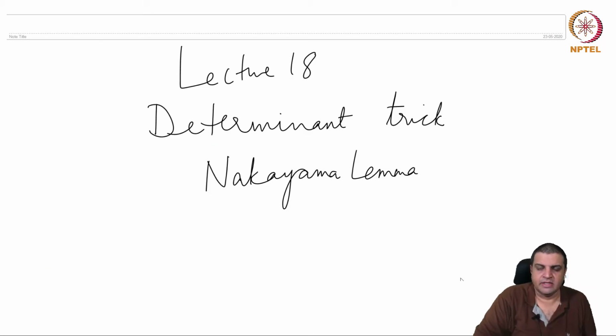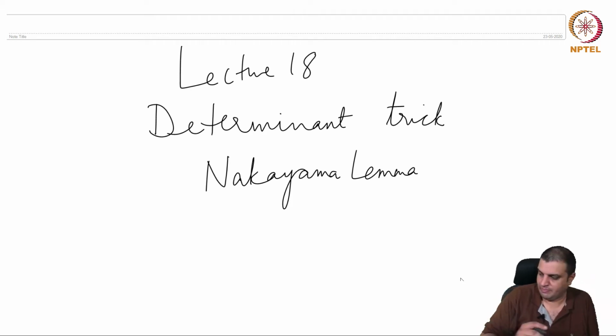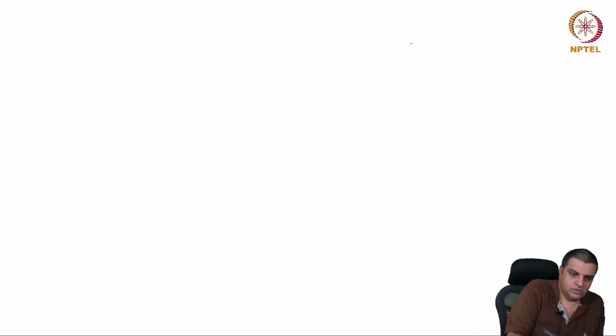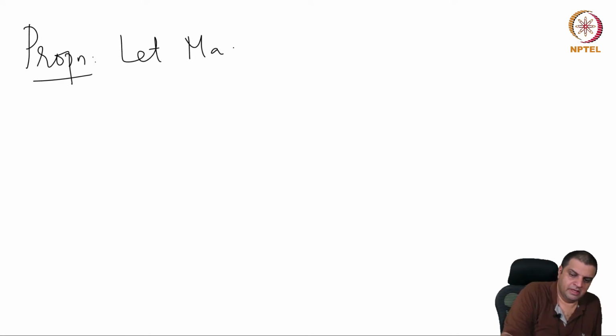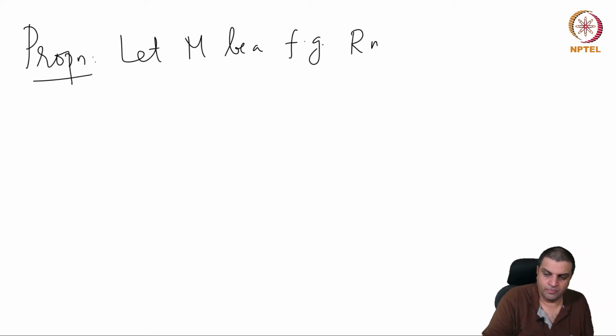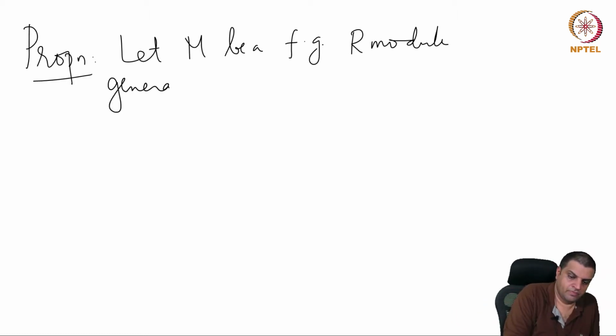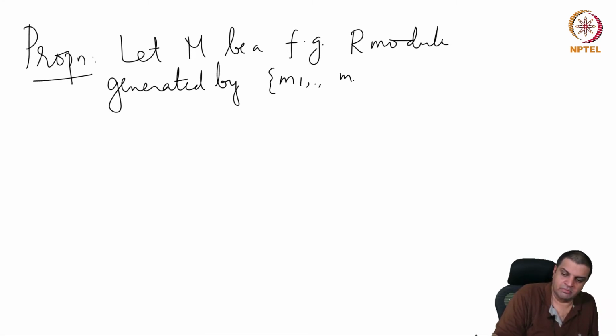This is lecture 18. In this we study the determinant trick and prove an important result that gets used all the time called Nakayama's lemma. Proposition. Let M be a finitely generated R-module generated by a set m1 through mn.